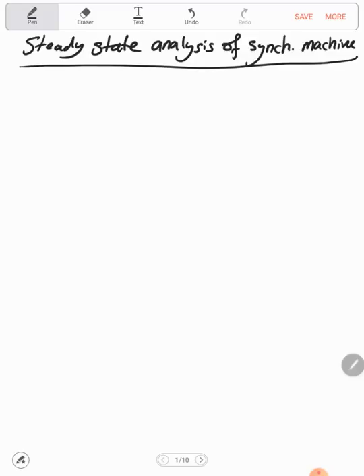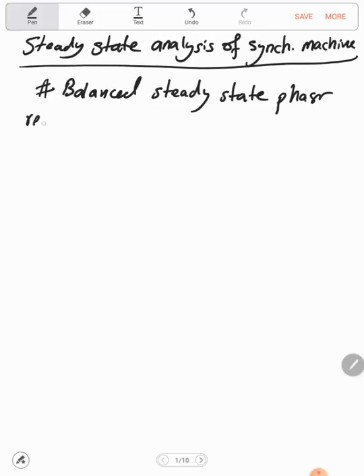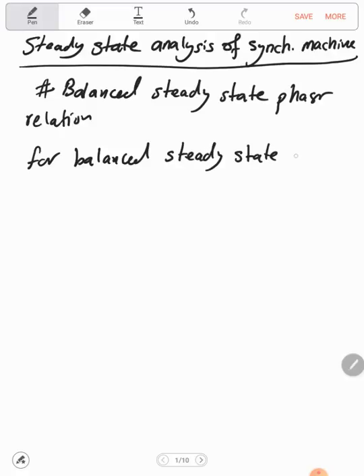So today we'll discuss the steady state analysis of synchronous machine, and for that I will recall some concept from the balanced steady state phasor relation. Now for balanced steady state condition, we know that omega E is constant.